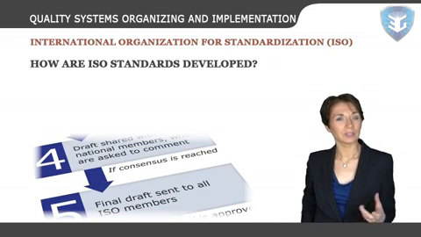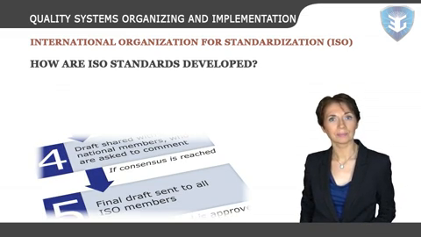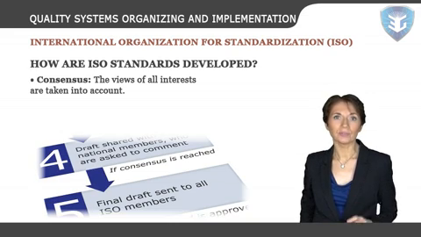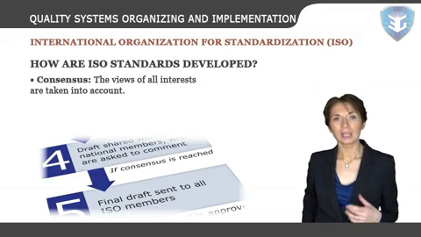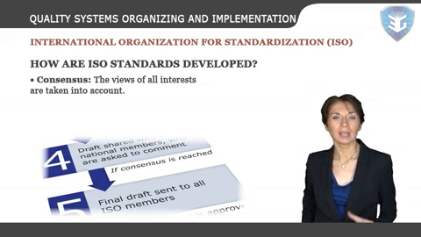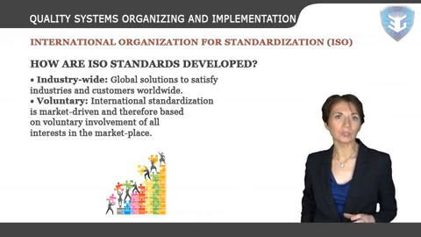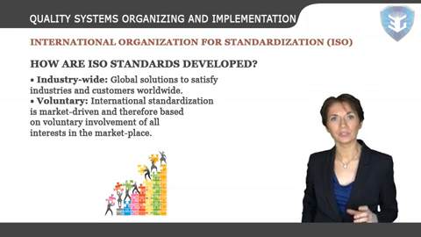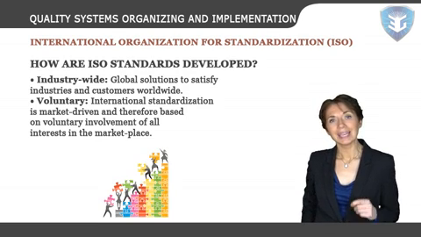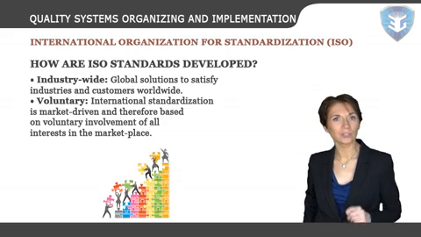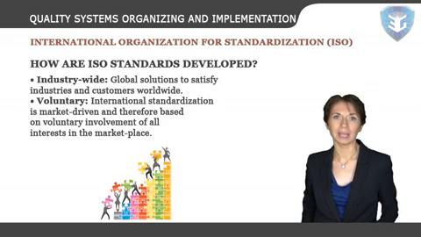How are ISO standards developed? The ISO standards are developed according to the following principles. Consensus: the views of all interests are taken into account, such as manufacturers, vendors, and users, consumer groups, testing laboratories, governments, engineering professions, and research organizations. Industry-wide: global solutions to satisfy industries and customers worldwide. Voluntary: international standardization is market-driven and therefore based on voluntary involvement of all interests in the marketplace.